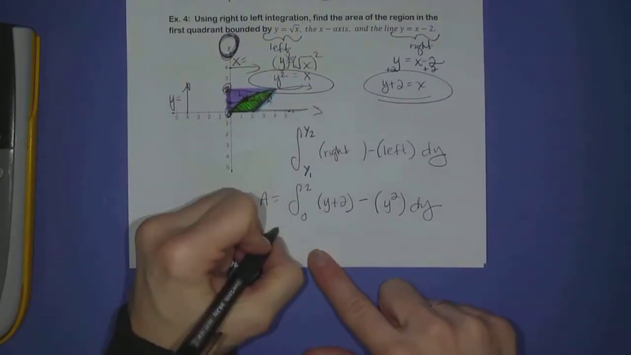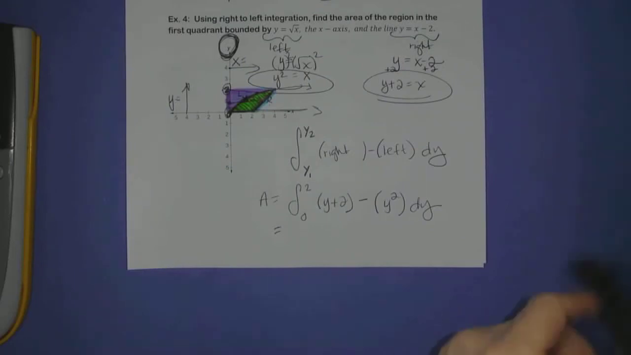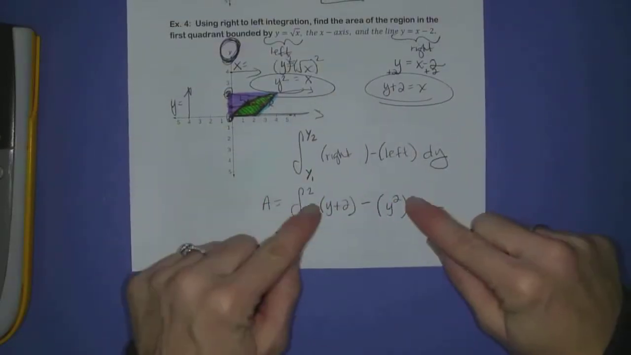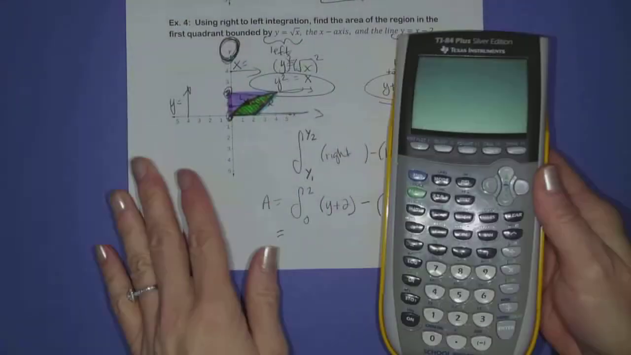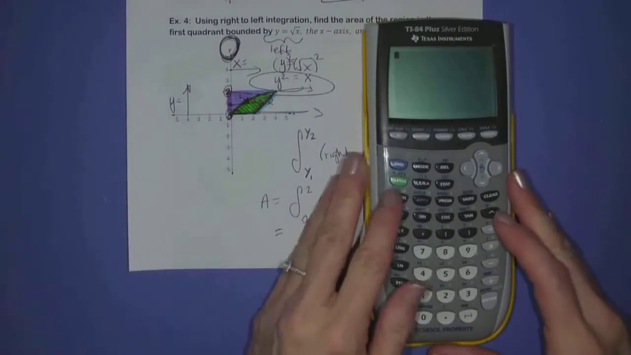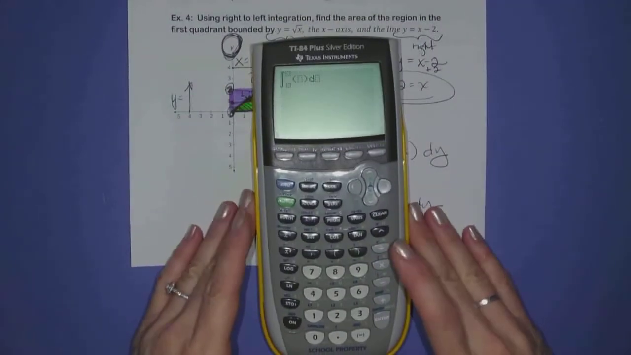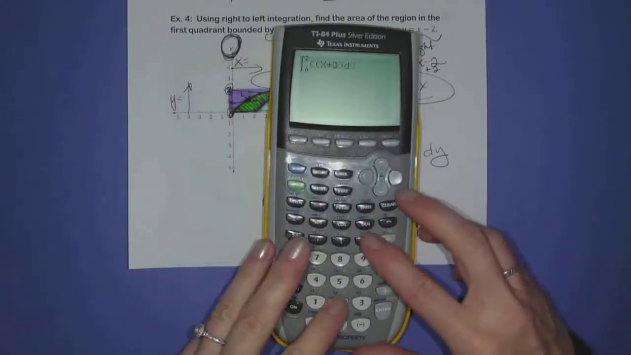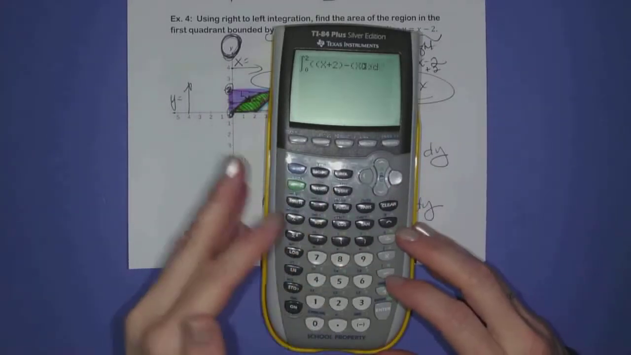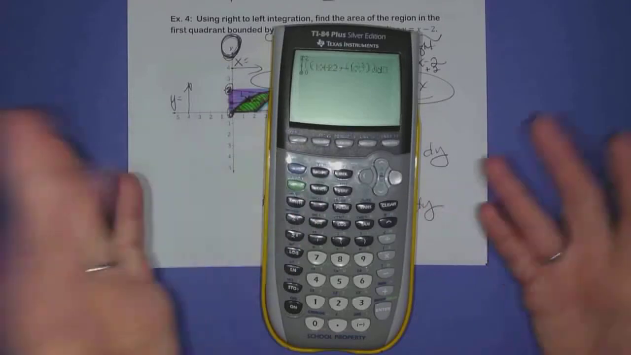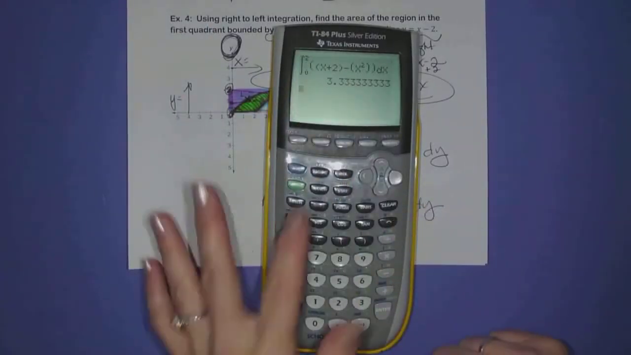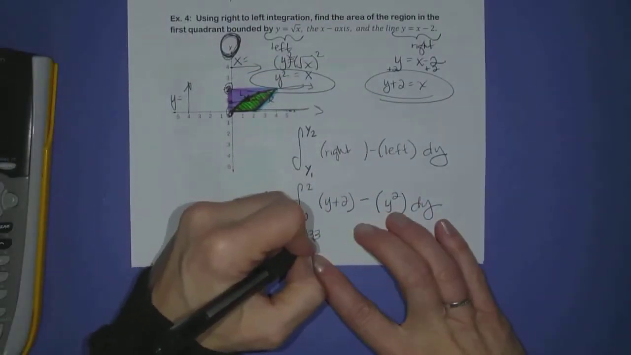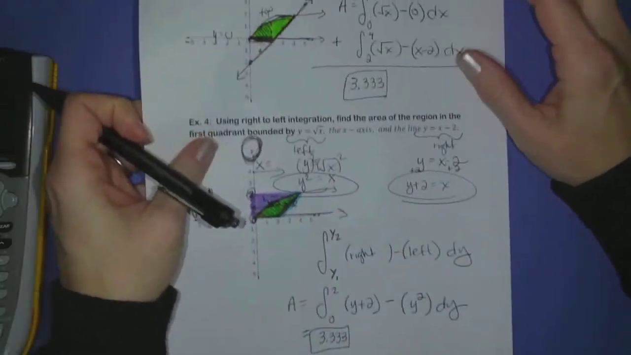And there it is. Now, when I put this in my calculator, you just have to realize you're not going to be typing y's. Even though when you write it, you write y, the calculator doesn't care which variable it is. So we math 9 it, 0 to 2, y plus 2, so x plus 2, minus x squared, dx in this case, but we know it's y. And look at what you get, 3.333. Same exact answer as up top, different method.